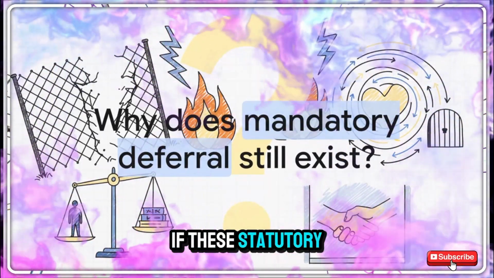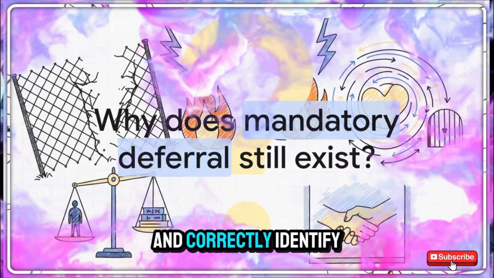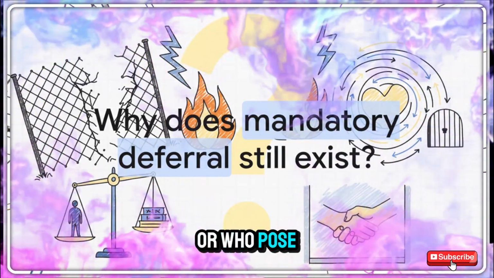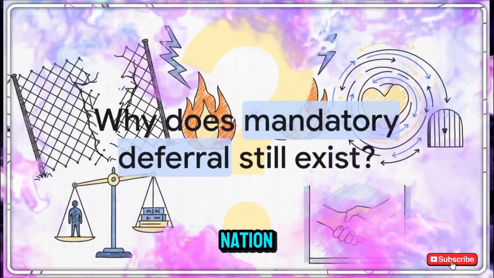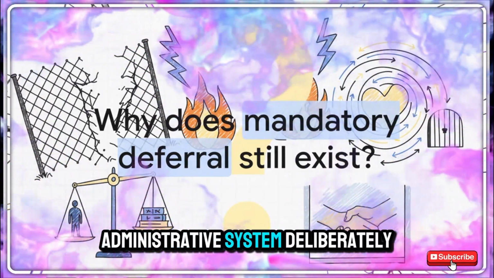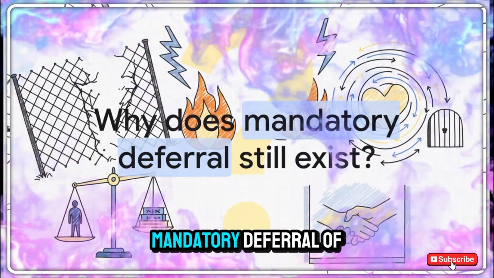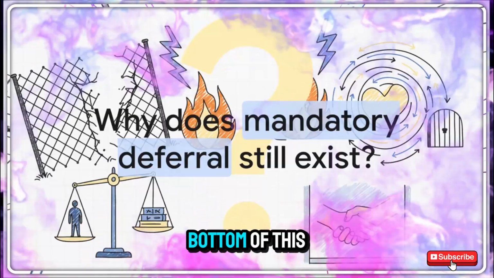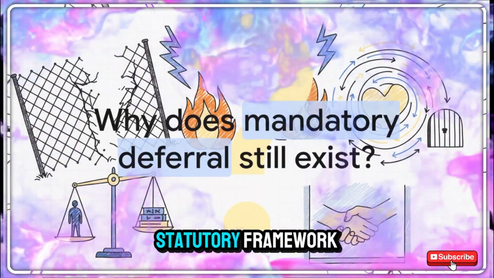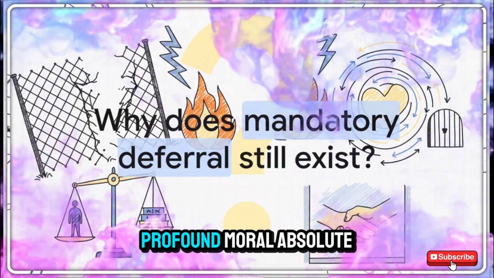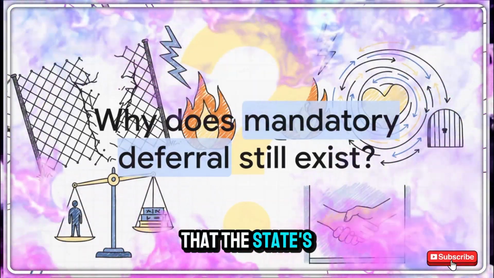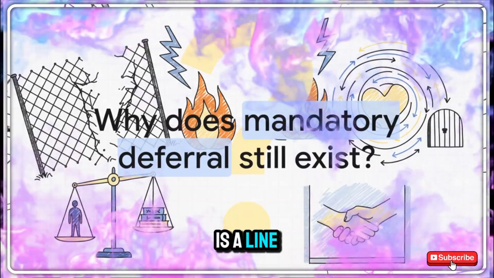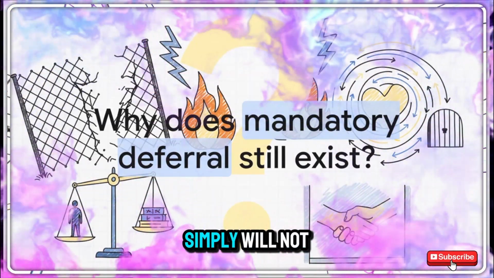If these statutory bars successfully and correctly identify individuals who have committed serious crimes or who pose severe security threats to the host nation, why does the administrative system deliberately retain mandatory deferral of removal for them? It forces us to realize that at the very bottom of this complex, clinical statutory framework, there lies a profound moral absolute: the state's complicity in returning a human being to face certain torture is a line the legal architecture simply will not cross.